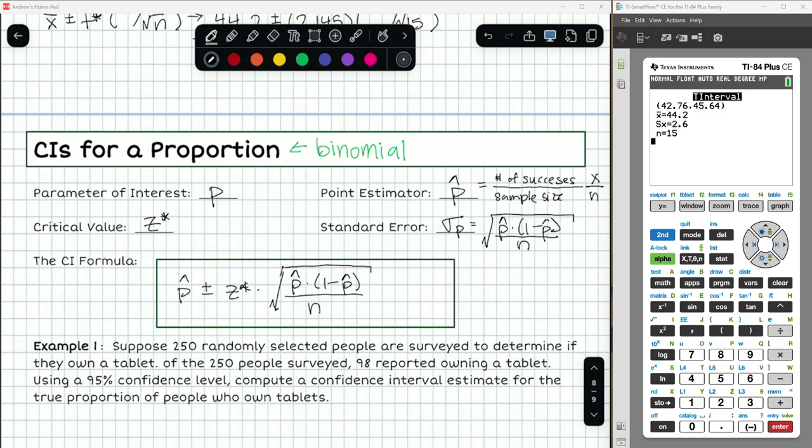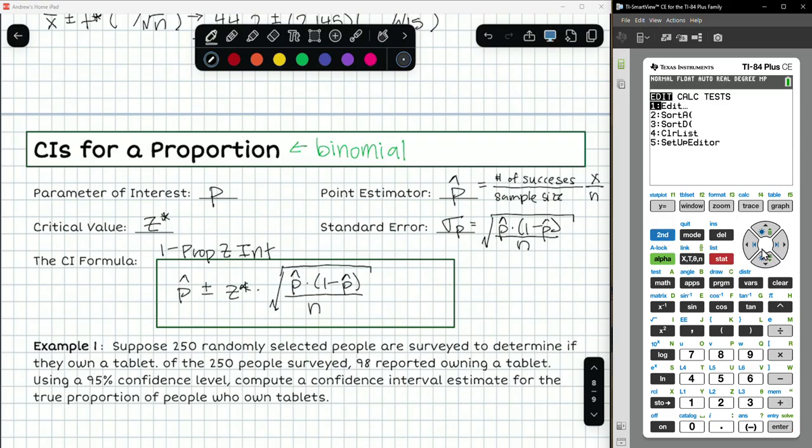This is called a 1 prop Z int, because we're doing intervals, on your calculator. So if you are looking for this on the TI-84, you're going to go stat, tests, and you're looking for 1 prop Z int. So it's option A on your calculator. If you pull that up, you'll notice it's actually asking for the number of successes and the sample size. That's the most common way that these problems are phrased.